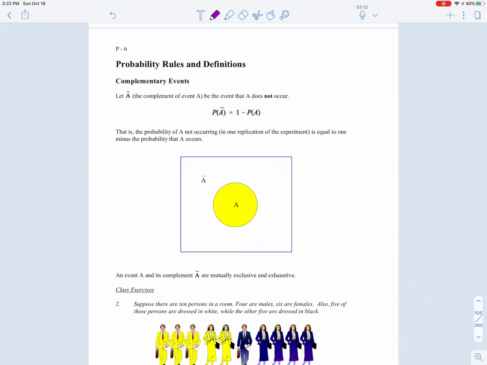Hey class, welcome back to Unit P. We are taking a look at page P6, probability rules and definitions here. And again, you've probably seen a lot of this stuff before, but hopefully this will jog some memories for you and also introduce you to the notation that we're going to be using here. That's going to be really important.